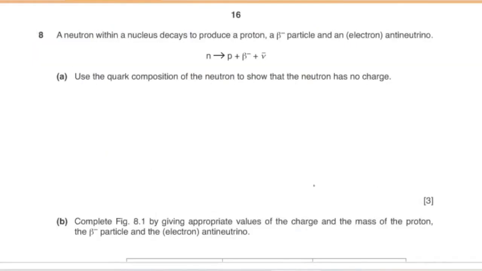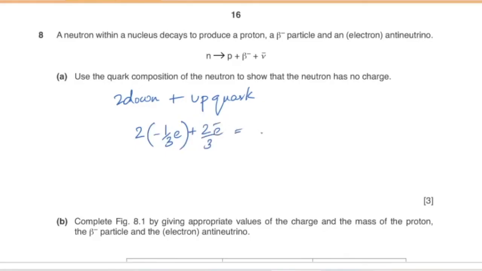Question number 8. A neutron within a nucleus decays to produce a proton, a beta minus particle, and an electron antineutrino. Part A, use the quark composition of the neutron to show that the neutron has no charge. So a neutron is made up of two down quarks and an up quark, where the charge of a single down quark is -1/3 e, and the charge of an up quark is +2/3 e. So this gives us an overall charge of 0.